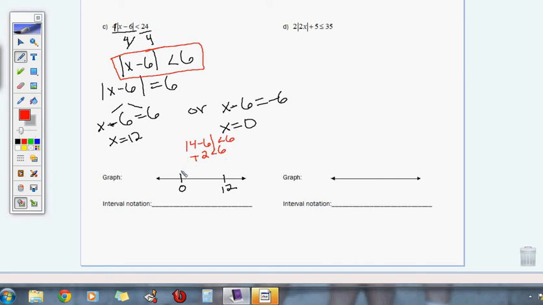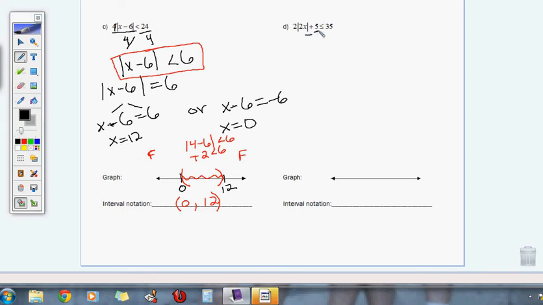So since it's true, I know I'm going to be shading in the inside here. These two, when tested, will both come out to false. I highly encourage you to try those, but they will come out to false. And again, I do not have brackets on this problem, parentheses, so 0 to 12 would be the answer to that one. All right, finishing strong here.